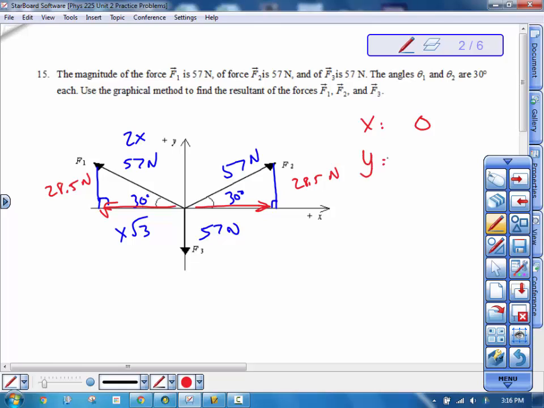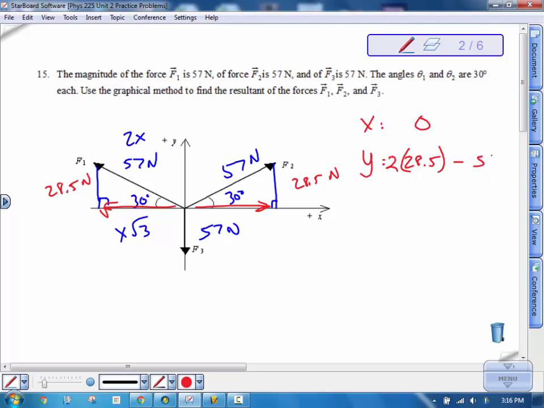And the y component, you add this 28.5 to 28.5. So there's two of those going up, and then you've got one going down at 57. Well, that adds to 0. So the x and the y components both add to 0. Therefore, the net force is 0. This thing's in equilibrium.